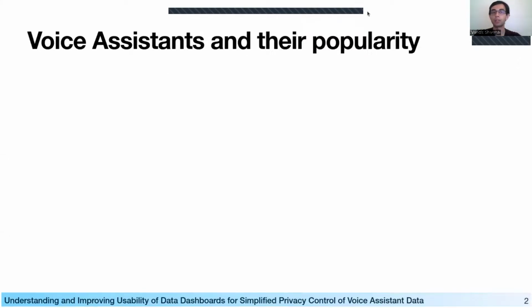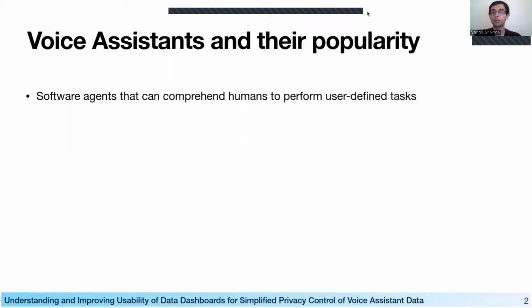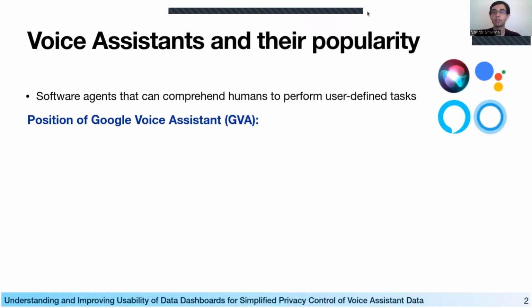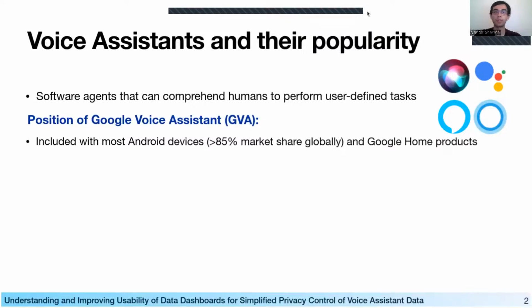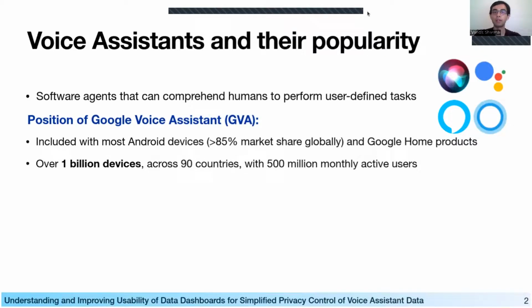So what are voice assistants? Voice assistants are software agents that can comprehend humans to perform user-defined tasks, such as playing a song or opening an app. Some examples of popular voice assistants include Siri, Google Voice Assistant, Alexa, and Cortana. Among all these voice assistants, Google Voice Assistant or GVA enjoys a special position, as it is included in most Android phones these days, besides also being present in Google Home devices. Today, GVA runs on over 1 billion devices and has an active user base all across the world. This is why we focus on GVA in our work.